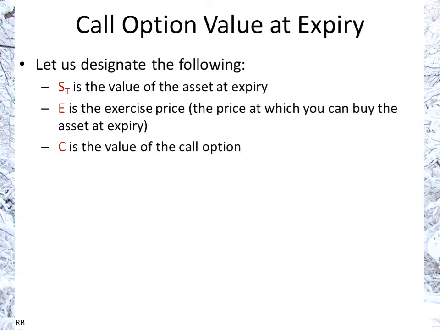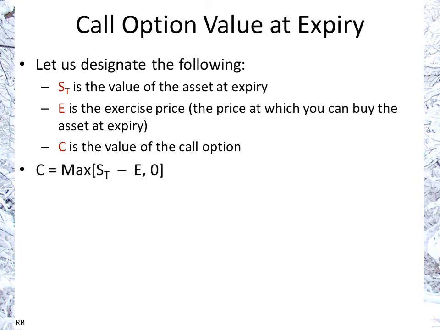Now, looking at the call option value at expiry, we're going to design a little equation for it. So we're going to designate S. Normally the S stands for stock because, of course, with call options or any options, we're usually dealing with shares or stocks. However, there are options on many things aside from shares, but the S normally stands for share. But S of T is the timing, and the capital T means the value of the asset at expiry, so the time when it expires. E is the exercise price, and C is the value of the call option or the option premium.